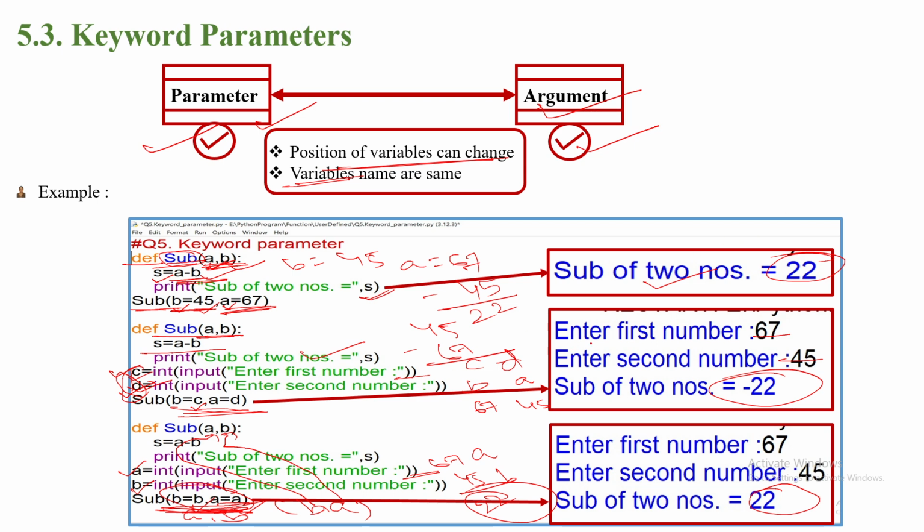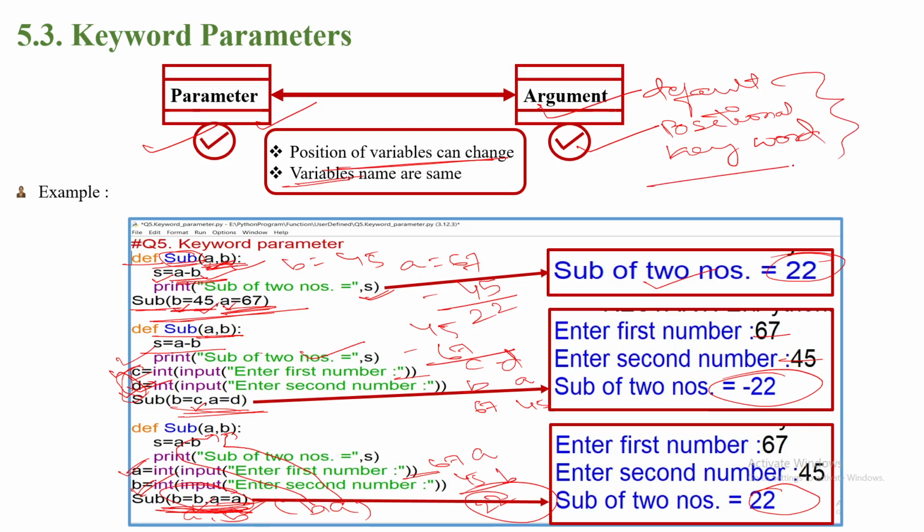So I have shown all three examples here. First without the input command, second with the input command and different variables, third with the input command and the same variables. So we have seen three parameters: first, default parameter, then positional parameter, and third, keyword parameter. What is the difference between them? We will tell in the comment section.